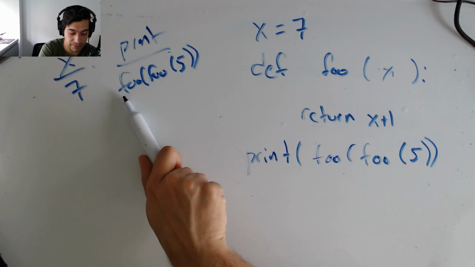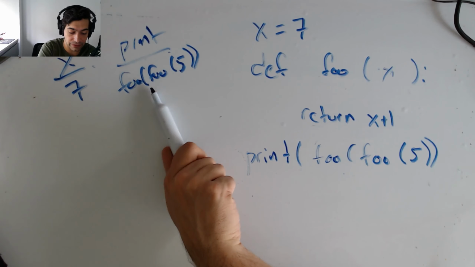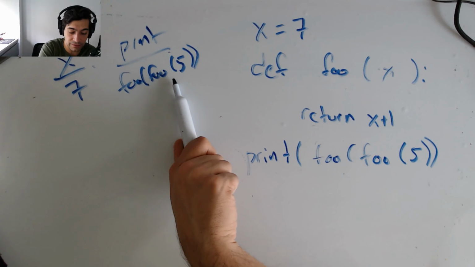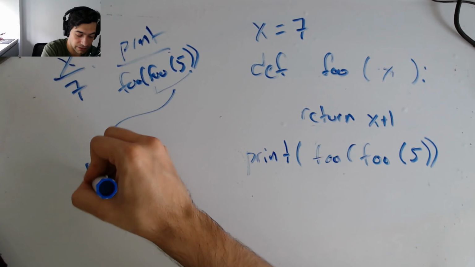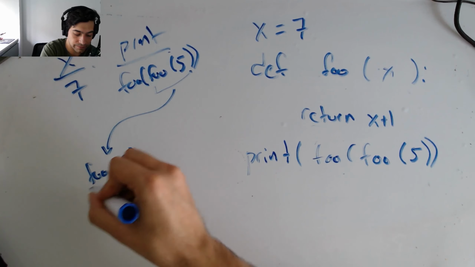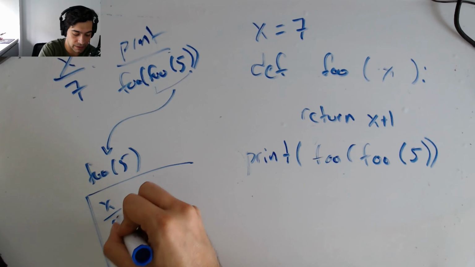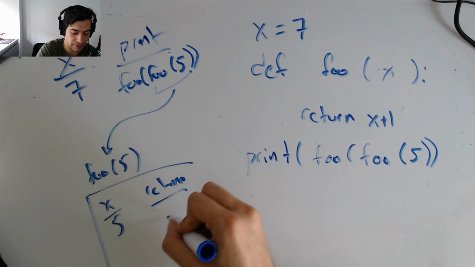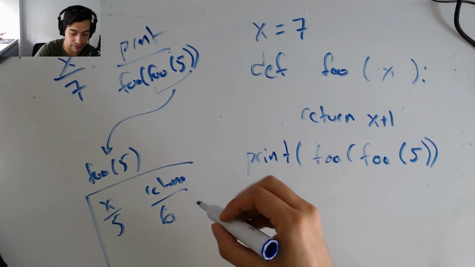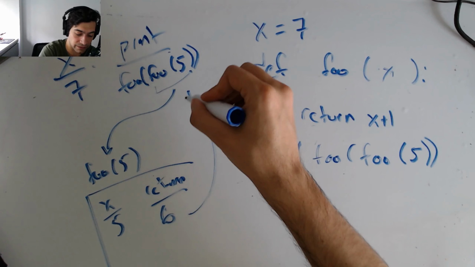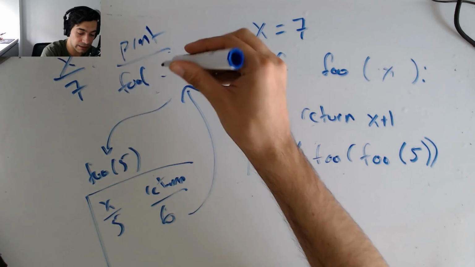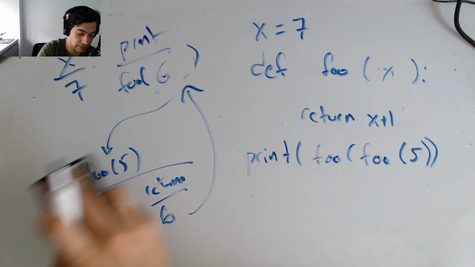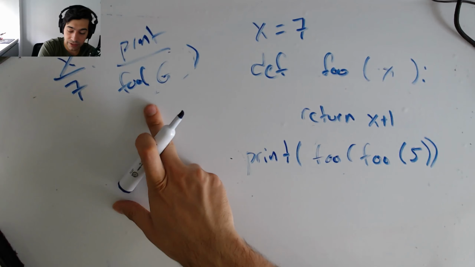So I say, okay, well, I want to print out foo of foo of 5, but I don't know what this is here, right? When I call a function, I need to pass it an actual value. So I'm going to reduce just this foo of 5. I'm going to make a clean function space, foo of 5. I'm going to say x is 5. The return value is going to be 6. What am I going to do? The return value replaces the function call site. So it's going to replace this right here with 6. And then I erase this. And now I just have foo of 6.